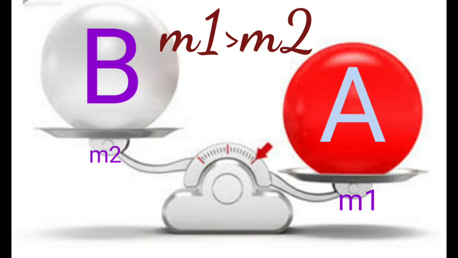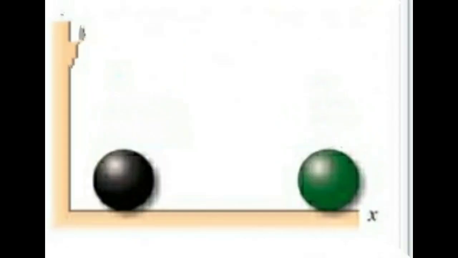Suppose both the balls are moving with the same velocity v. It is observed that the force needed to stop the heavier ball A is more than the force needed to stop the lighter ball B. This shows that the heavier ball has more quantity of motion than the lighter ball. Thus, linear momentum of a body is directly proportional to the mass of the body.